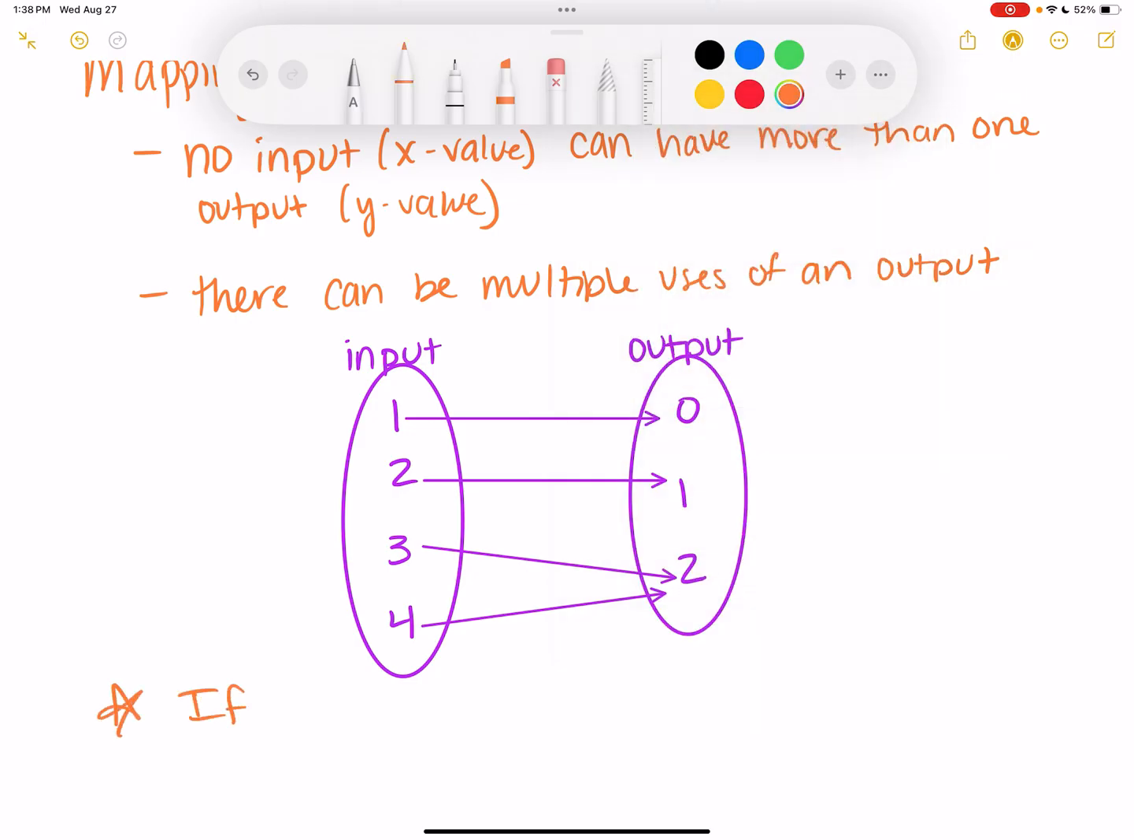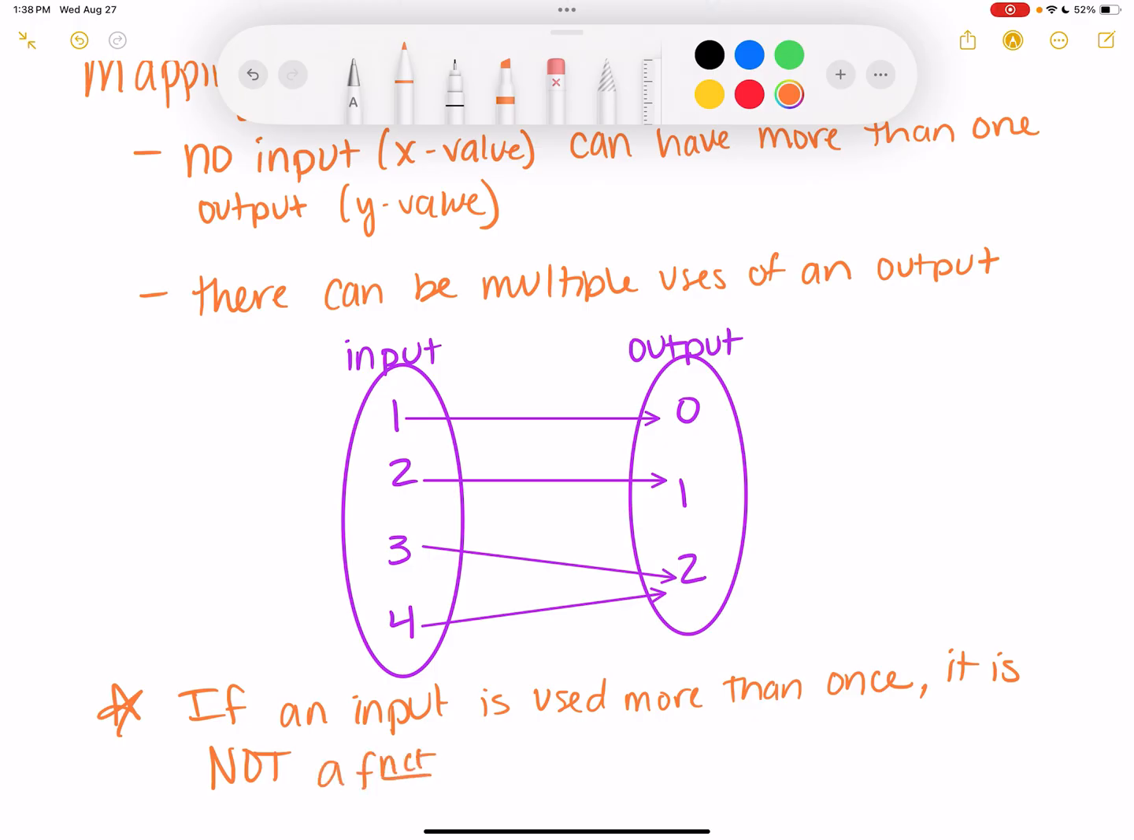So if an input is used more than once, it is not a function. So we can do this with a mapping diagram. You also might have it where they just give you a table of numbers and you're looking to see if any of the inputs or x values are repeated.